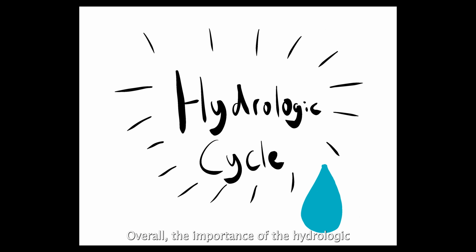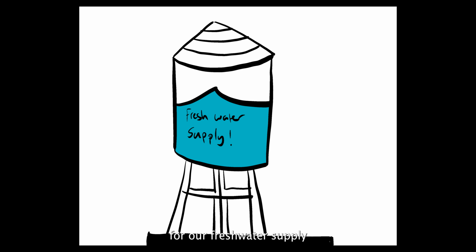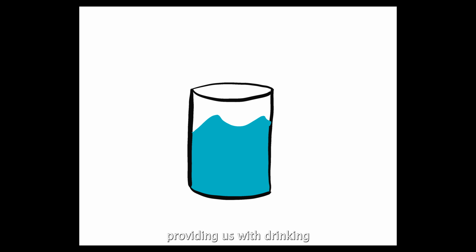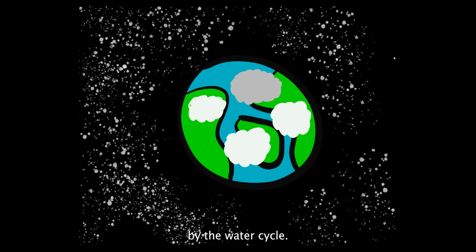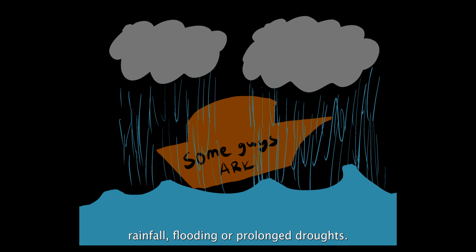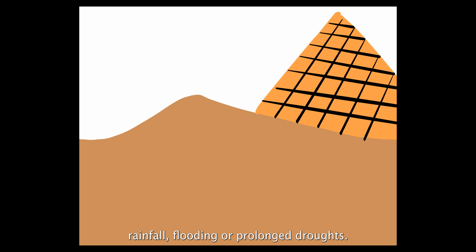Overall, the importance of the hydrologic cycle cannot be overstated. Firstly, the hydrologic cycle is crucial for our freshwater supply. It ensures that our freshwater reserves are replenished, providing us with drinking water, sanitation, and irrigation for our crops. Secondly, weather patterns are greatly affected by the water cycle. Changes can bring about extreme weather events such as heavy rainfall, flooding, or prolonged droughts. These events can devastate communities and disrupt food supplies for many people.